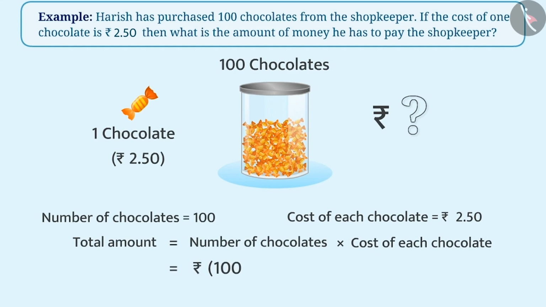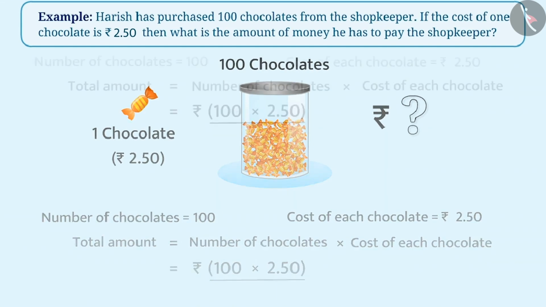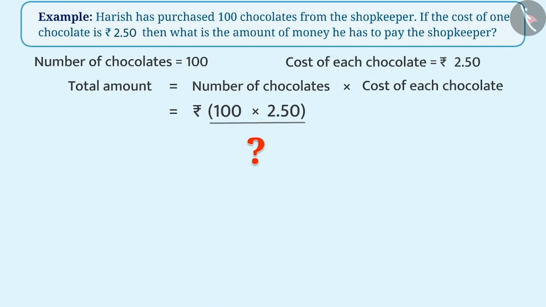That means we have to multiply 100 and 2.50. So, let's find the product of 100 and 2.50. Can you tell me how to find this product? Think for a while.